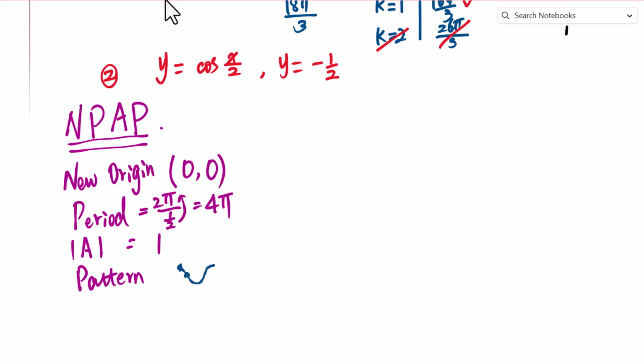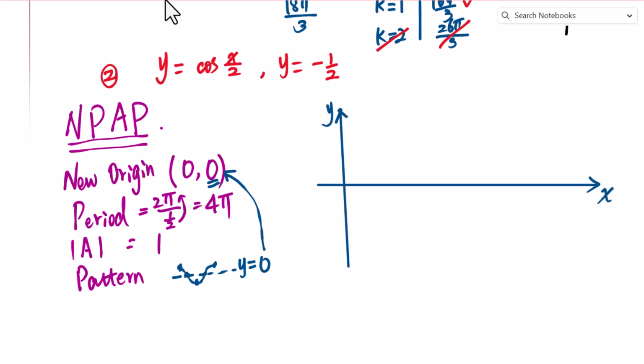Pattern: y equals a positive cosine pattern. We need these 5 key points. This is the midline. Midline is y equals 0. It's the y coordinate of this new origin. Now let's sketch this graph. X, Y, origin. We will label the period first: 4 pi. Half, 2 pi. Half again is pi.